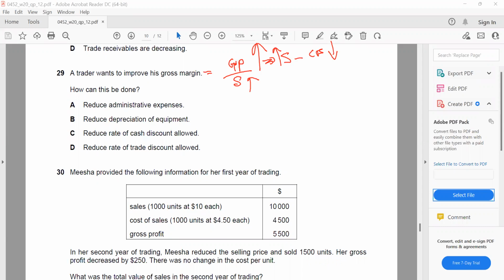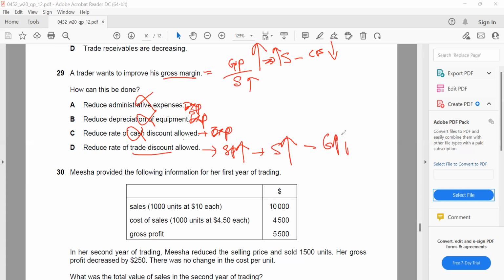Now reduce administration. Administration is under expenses. They want gross profit, so it has nothing to do with it. Reduce depreciation, same thing, this is an expense, also won't change. Reduce the rate of cash discount allowed. Cash discount allowed is also an expense. It will not affect the gross margin. But if trade discount is reduced, then the selling price will increase. Selling price increases, sales will increase, so gross profit margin will increase. So the answer should be D.